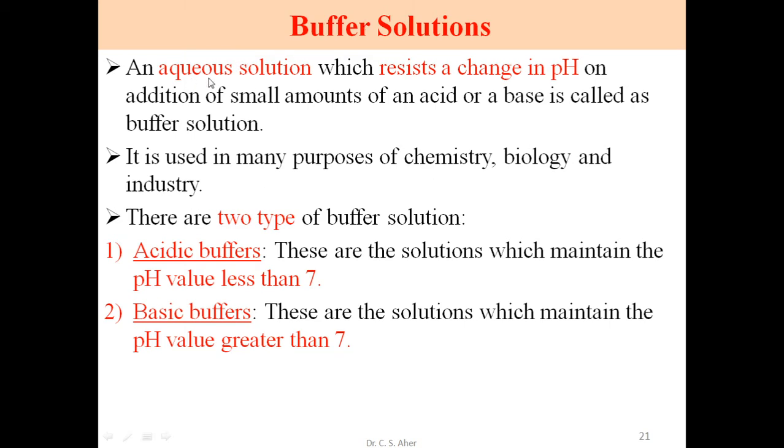This buffer solution has two types. If the solution maintains a pH value less than 7, that is the acidic side, it is called an acidic buffer. And if the solution maintains a pH value greater than 7, that is the basic side, it is called a basic buffer solution.